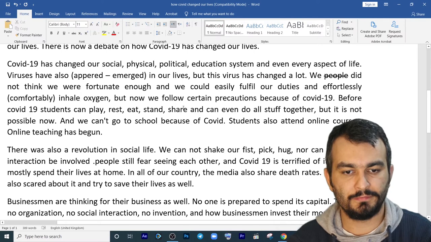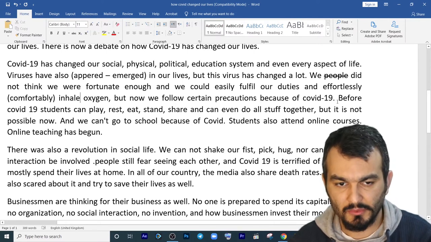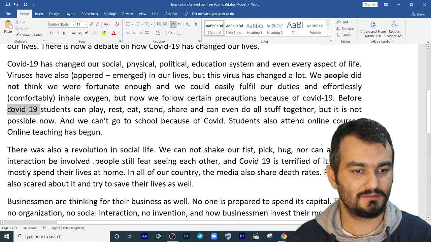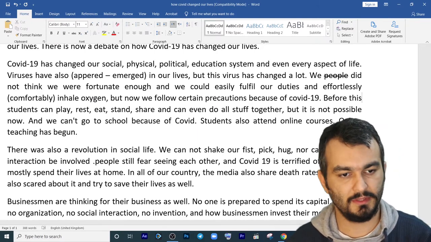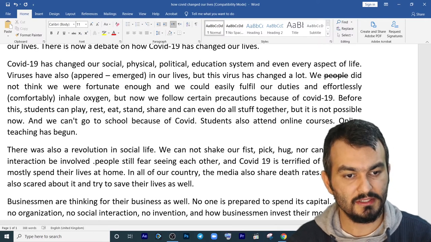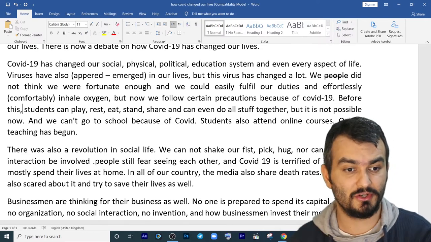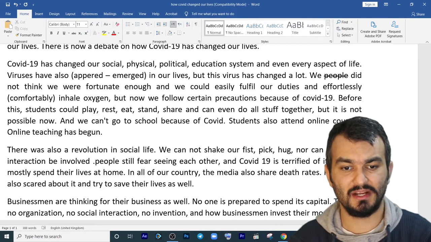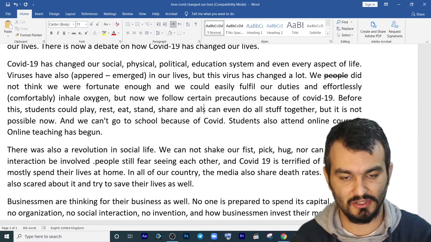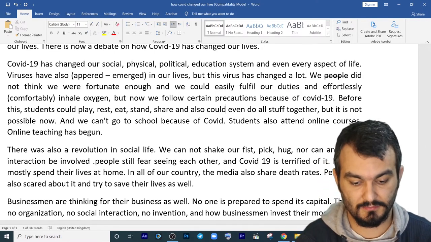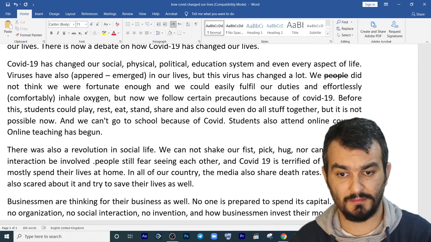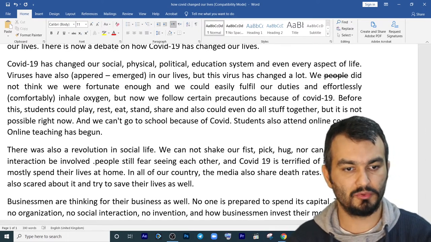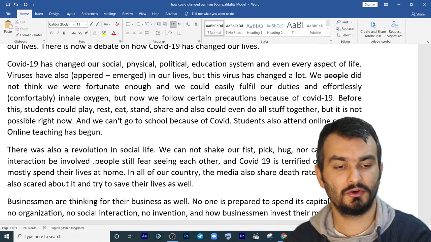"But now we follow certain precautions because of COVID-19. Before COVID-19", this is not good. Before this, right? "Students can": because we are talking about the past tense, we cannot say "can." Students could play, rest, eat, stand, share, and also could even do all this stuff together. But it is not possible right now. At least you can say "right now" or "at the moment" in order to avoid those repetitions.